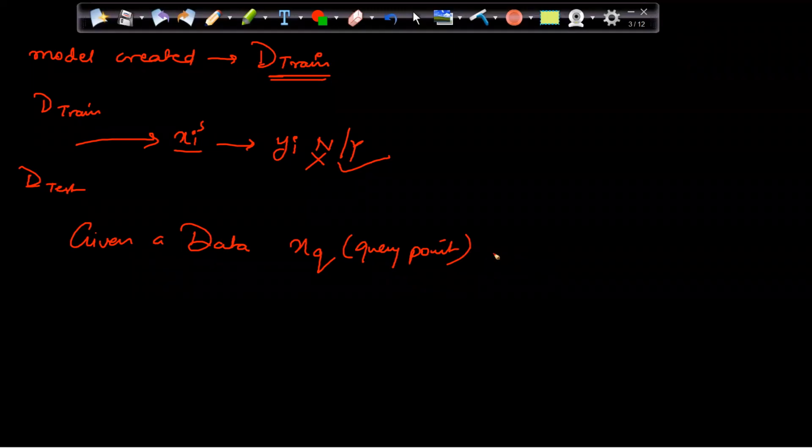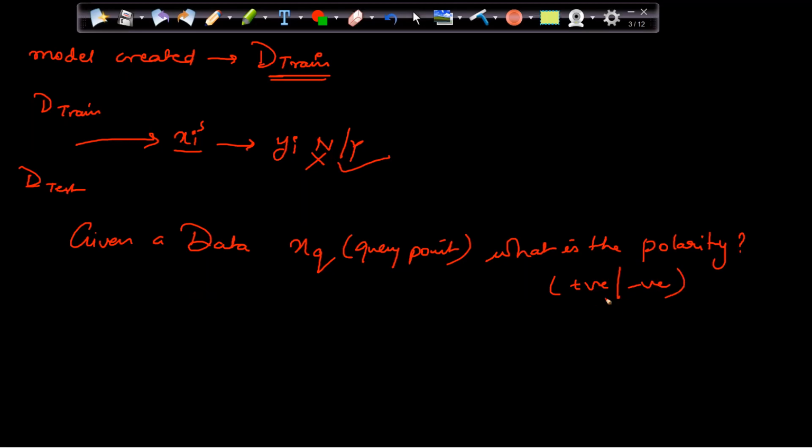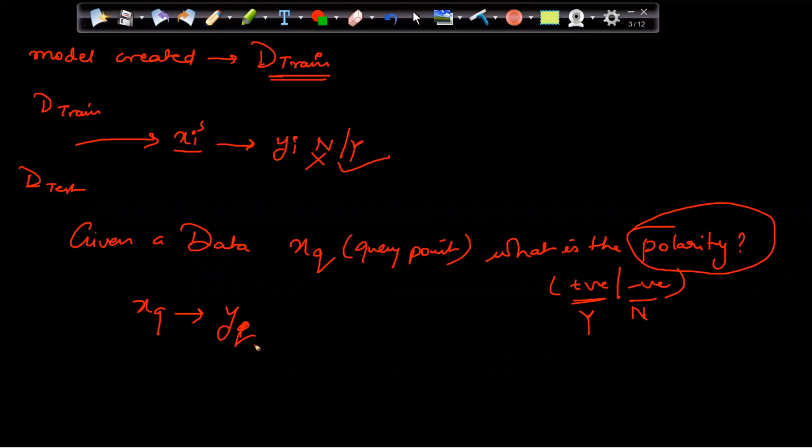I want to know what is the polarity. It is known as polarity, whether it will be positive or negative, whether he will get a loan or he will not get a loan. I want to find the polarity. So basically xq is given, I want to predict yq, right? That is what the ultimate aim is.